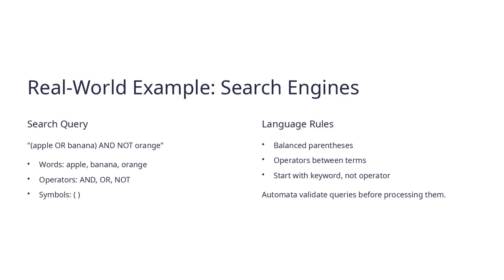For example, something like an orange apple doesn't follow the rules. So what do we need? We need a system to define what makes a query valid and a machine that can check it. This is where automata theory becomes powerful.